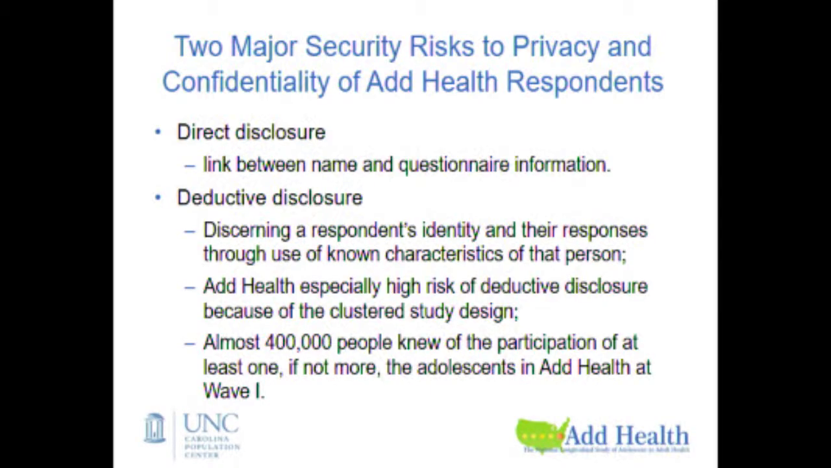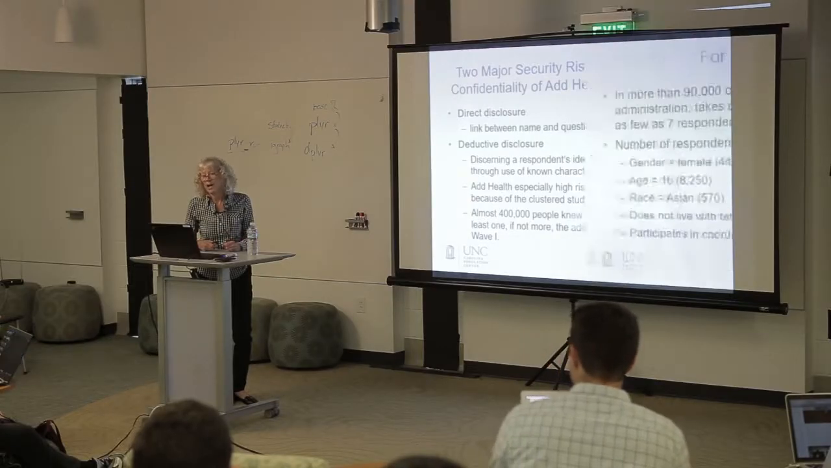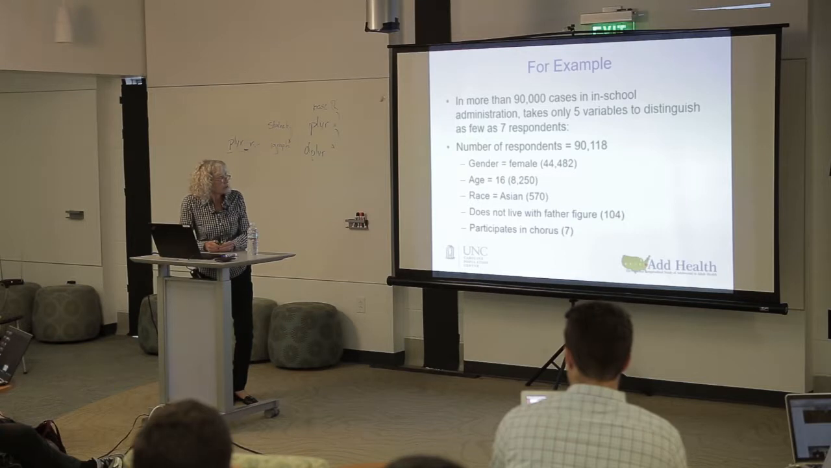Add Health is especially high risk because of the clustered design. We didn't sample people, we sampled social contexts. And so that meant that everybody in that context knew about the study. In fact, we estimate about 400,000 people knew of the participation of at least one, if not more, adolescents. The teachers knew, the parents knew, the school administrators knew, neighbors knew. Okay, so those are the issues that we were thinking of.